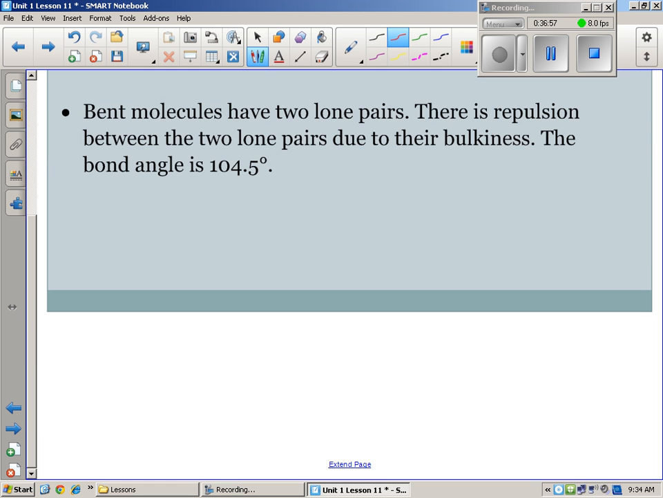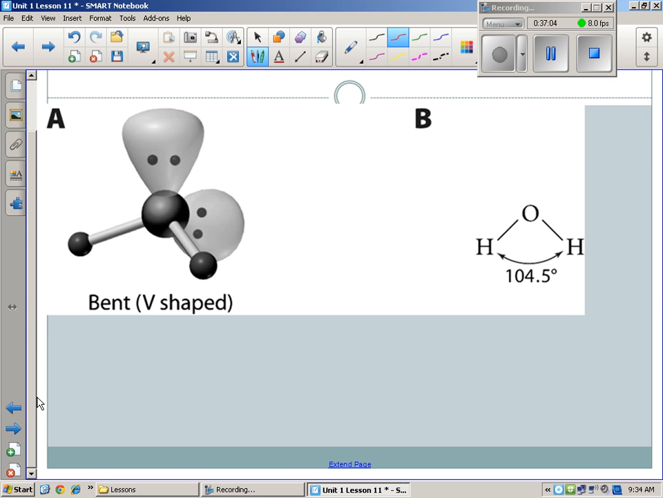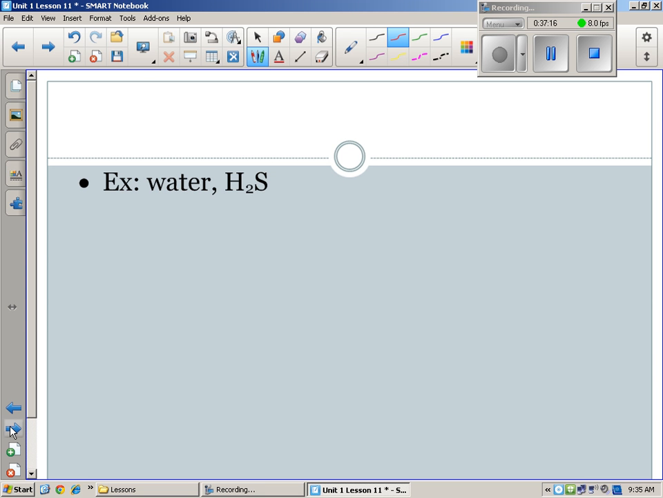Some examples of AX2E2. Probably your most bent-shaped, etc. Here's a 3-dimensional drawing of kind of what it would look like. So you'd have some lone pairs, and then 2 atoms bonded to that, basically. A couple examples. Well, a very, very famous one: water is an example of tetrahedral bent.